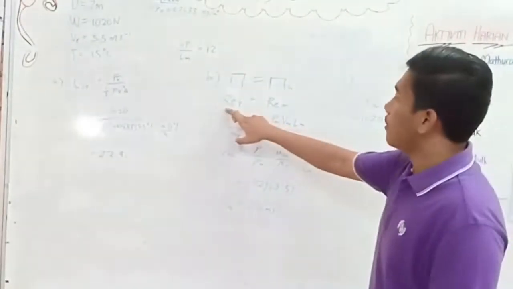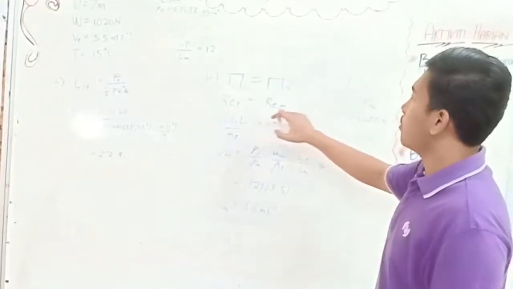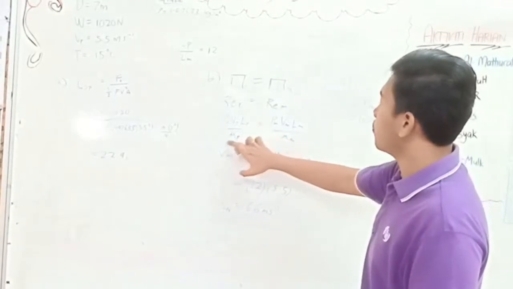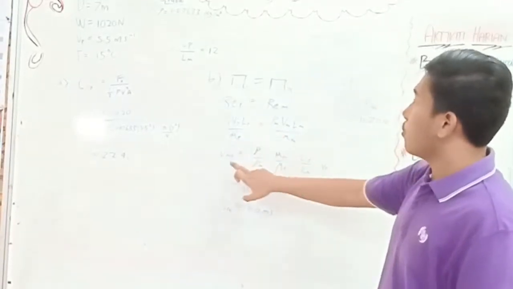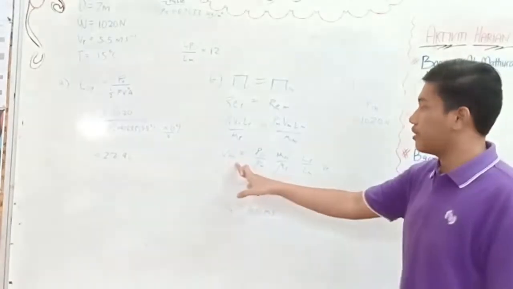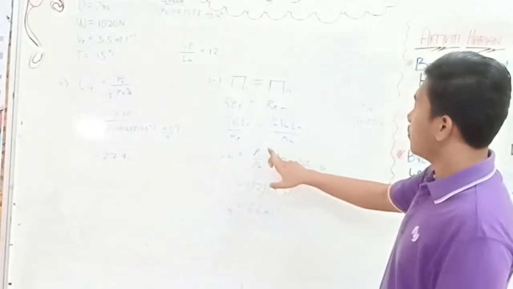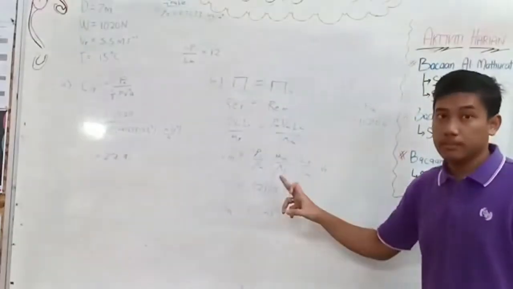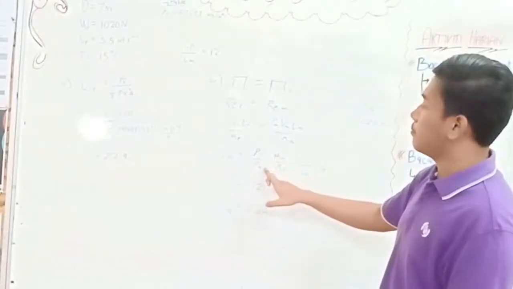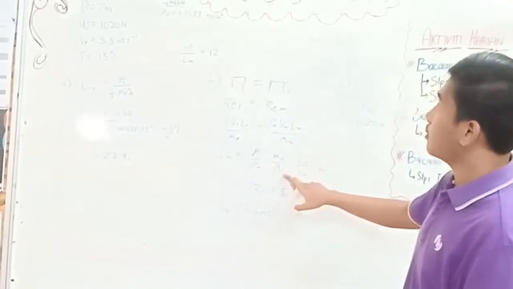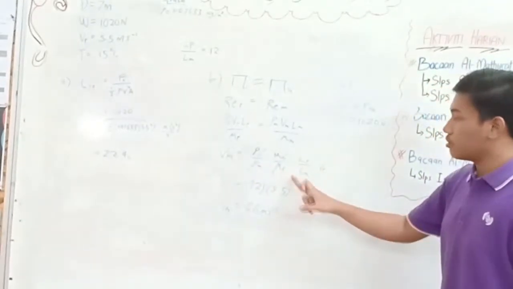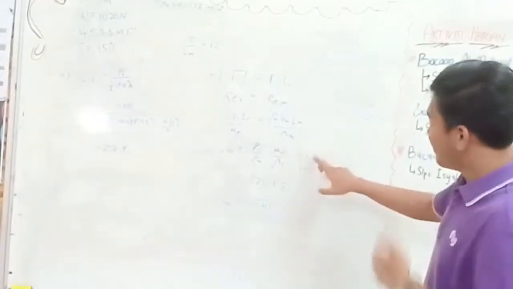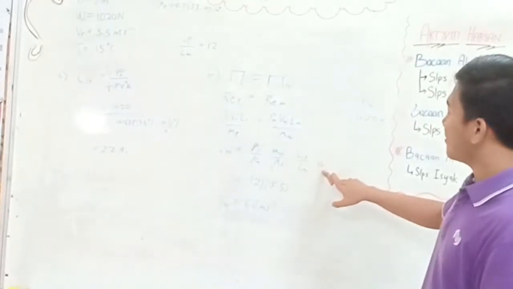For B, the dimensional analysis for the prototype is the same as for the model. So we use the Reynolds number for the prototype equal to the Reynolds number of the model. This is the formula for Reynolds number. We want to find the velocity of the model, so we get this equation. Rho prototype over rho model we can cancel because it equals 1, because the rho is the same and the dynamic viscosity is also the same. So we get LP over LM times VP.